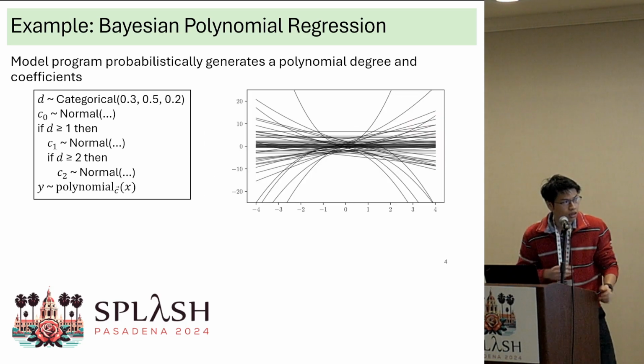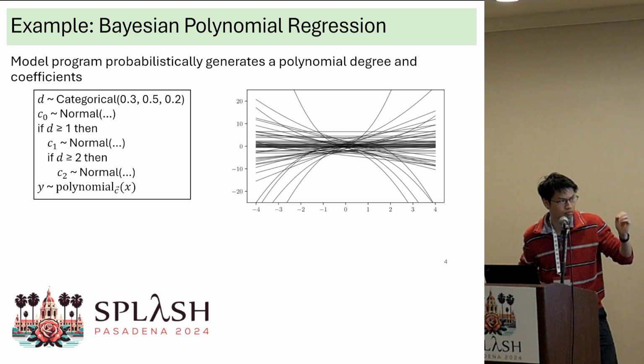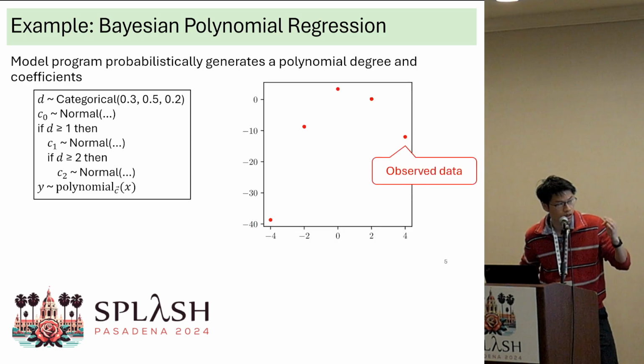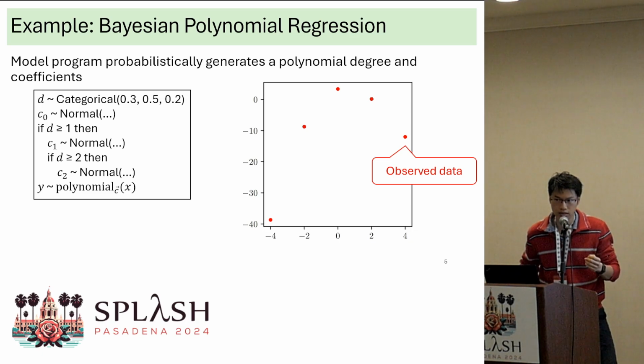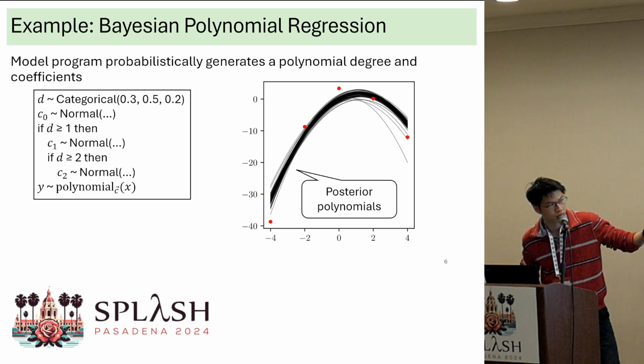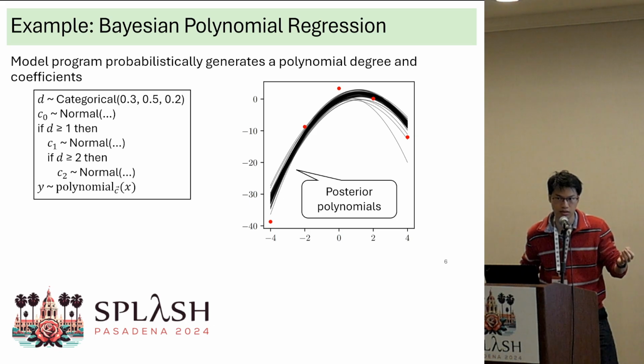So if we run this probabilistic model, then we obtain these prior polynomials with various degrees ranging between 0 and 2. And the goal of Bayesian inference in this example is to answer this question. Given the observed data for y, what are the likely degree and coefficients of polynomials that generate the observed data? So, for example, given these red points on the slide, our goal is to infer or approximate a posterior distribution of polynomials like these black curves on the slide that likely have generated the red points.